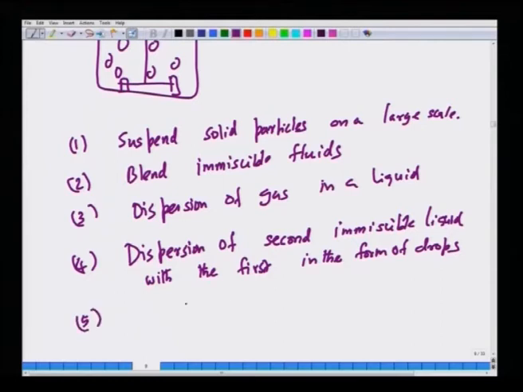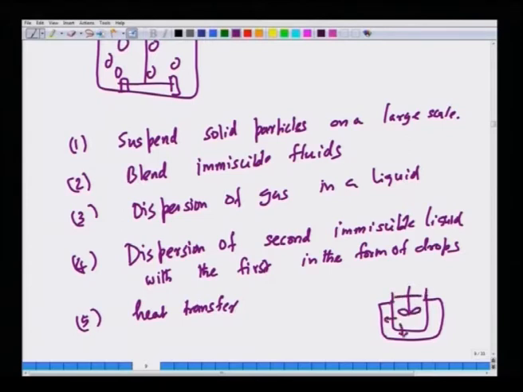Okay. And of course, we want to enhance heat transfer. Let us say you want to remove heat effectively. Suppose you have a container and you have a jacketed coolant or a heating fluid, then in order to remove heat very well, you have to mix this very well, heat transfer enhancement and so on. There are many reasons why agitation is used in chemical industry.